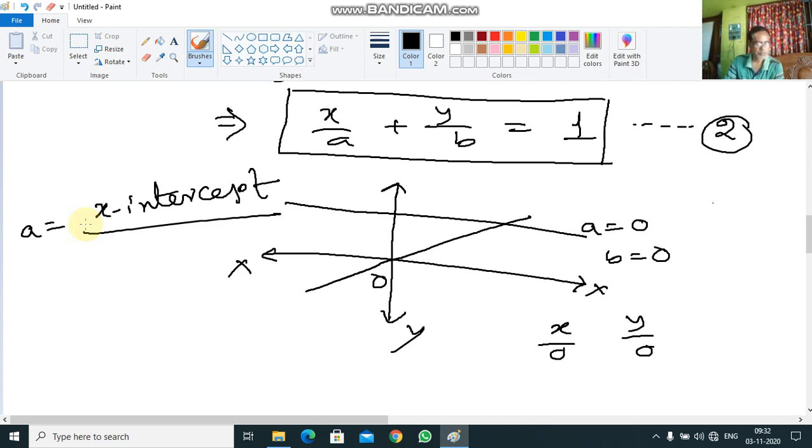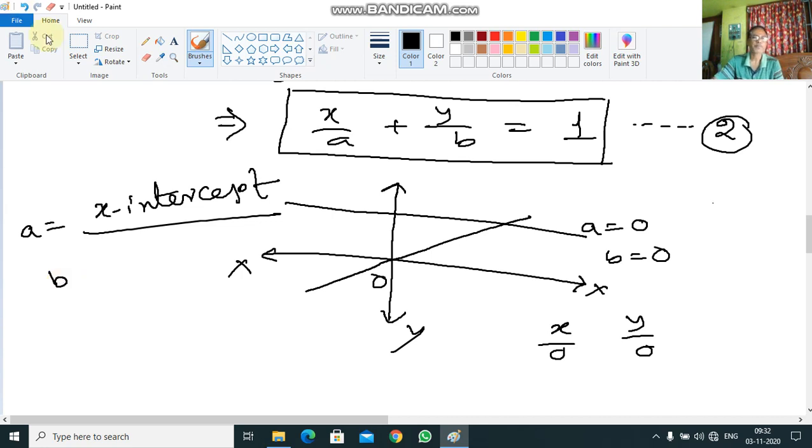Similarly, we cannot get any finite y-intercept, that is b, of a line parallel to the y-axis, and hence such a line cannot be expressed in the intercept form.